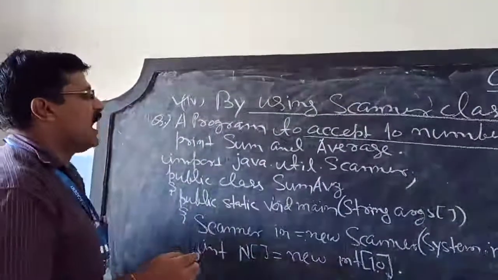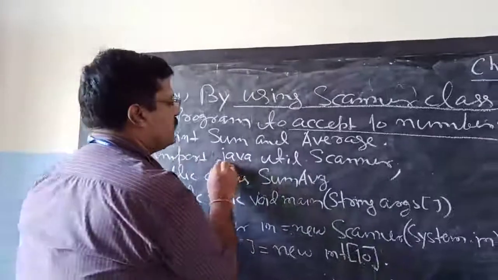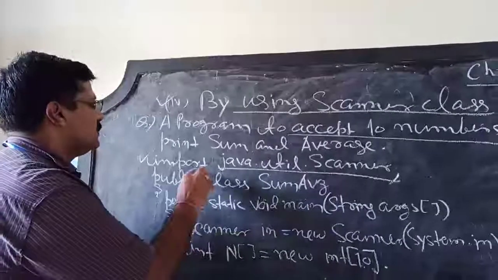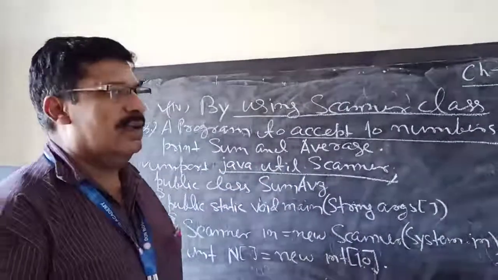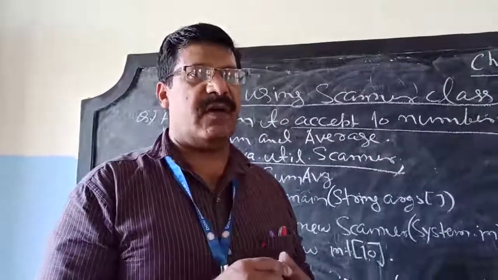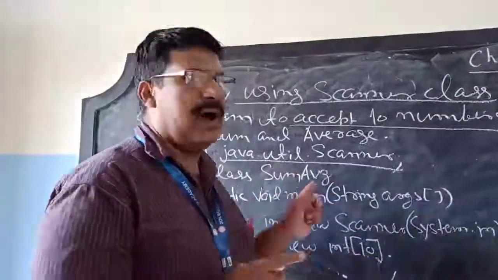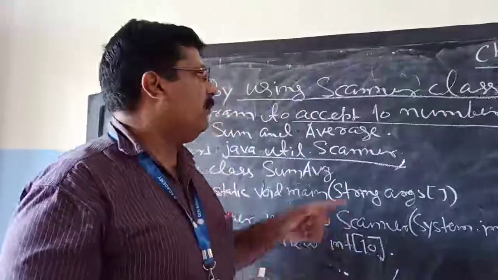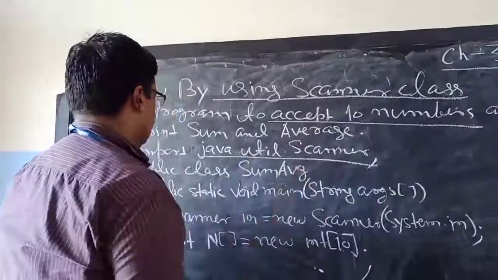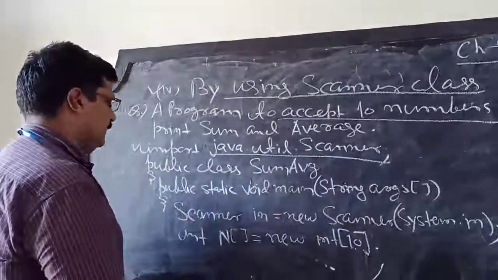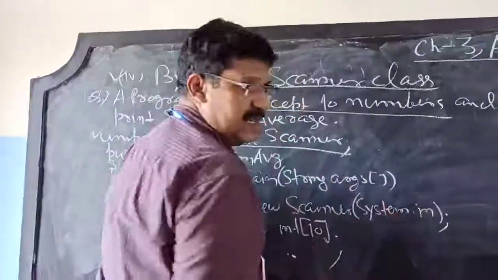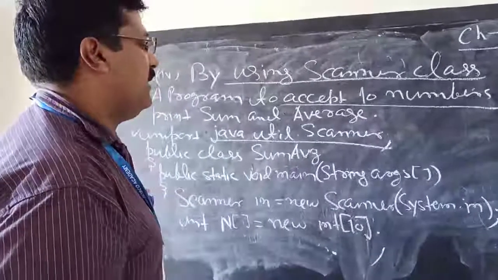So when we use the scanner class, which package do we have to import in our program? java.util.Scanner. So import java.util.Scanner. If you remember in our last program, when we input using the input stream reader and buffered reader, the import package was java.io. But when we use the scanner class, we have to import the package java.util. Public class SumAverage, public static void main(String args[]). No need to write throws IOException like before.